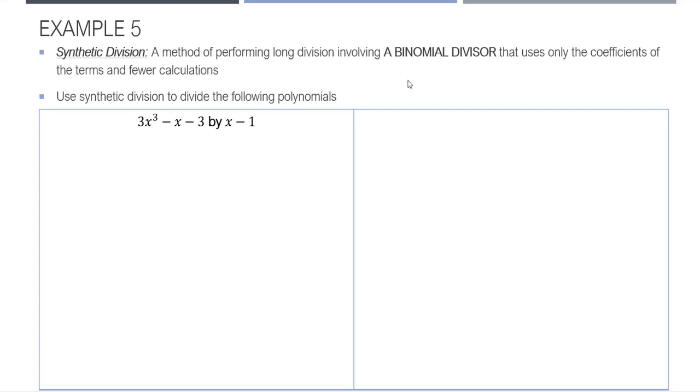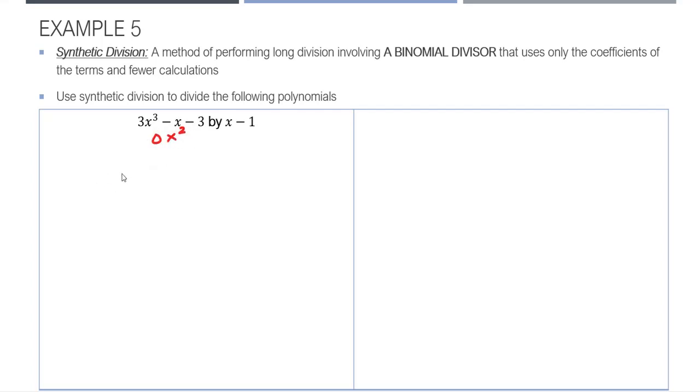Let's take a look at one more synthetic division question. So we have 3x cubed minus x minus 3 divided by x minus 1. So let's take a look. Do our exponents go down? x cubed, to the power of 1. So we need to put a placeholder there of a 0x squared.